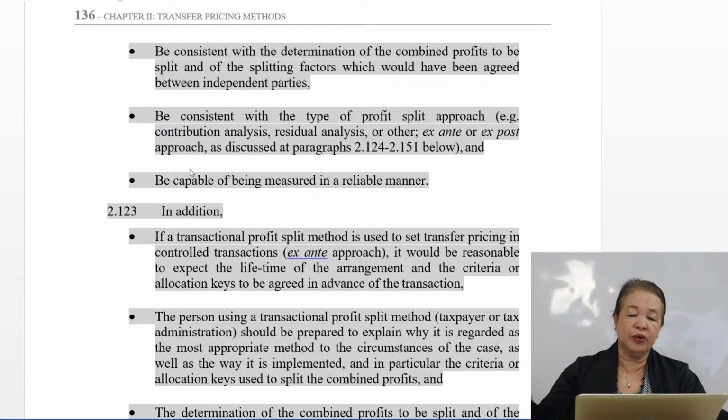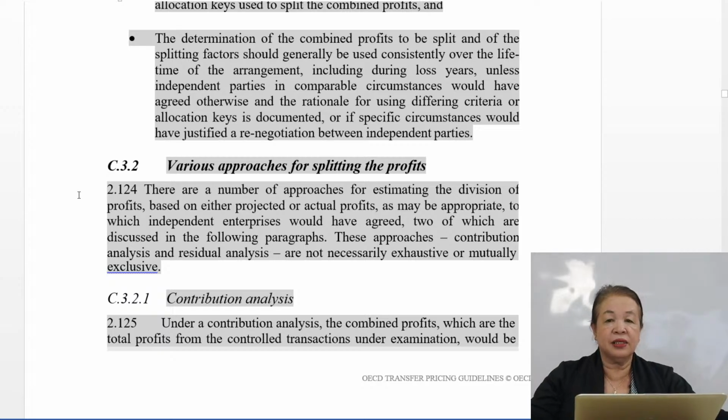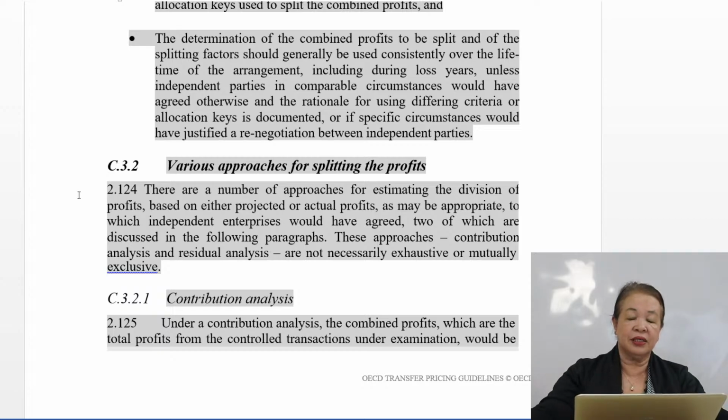The determination of the combined profits to be split and of the splitting factors should generally be used consistently over the lifetime of the arrangement, including during loss years, unless independent parties in comparable circumstances would have agreed otherwise, and the rationale for using differing criteria or allocation case is documented, or if specific circumstances would have justified a renegotiation between independent parties, no? So, various approaches for splitting the profits. Paano i-split yung profit?